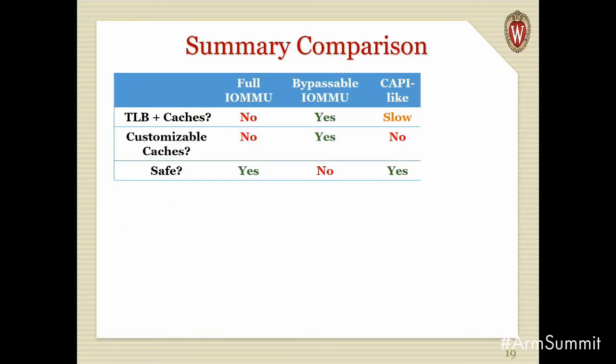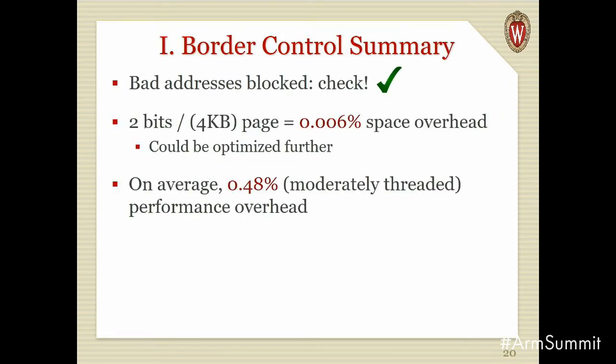Okay, so if you come back to this comparison again, border control allows TLBs and caches to be customized however the designer wants to customize them, and it's completely safe. Okay, so in summary, for border control, we can block those bad accesses, reads or writes, 2 bits per 4K page, so teeny amount of space overhead.